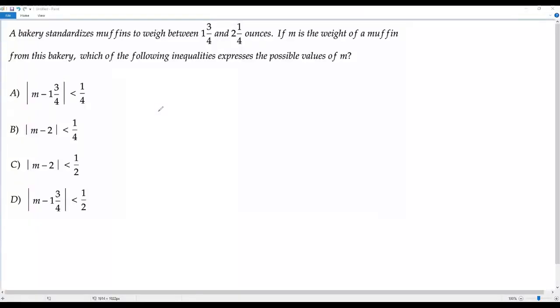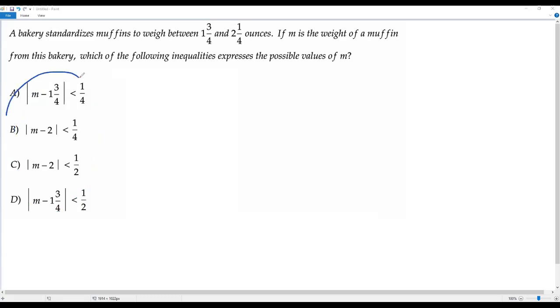Here we have a SAT math question. Okay, let's go with the information. A bakery standardizes muffins to weigh between 1 3/4 and 2 1/4 ounces. If M is the weight of a muffin from this bakery, which of the following inequalities expresses the possible values of M? Okay, when I go over the options here, in each option we have an absolute value inequality.